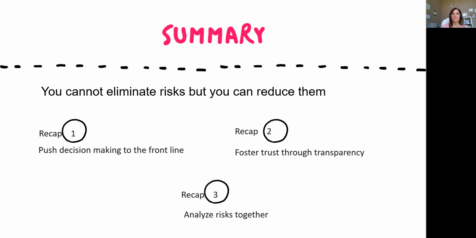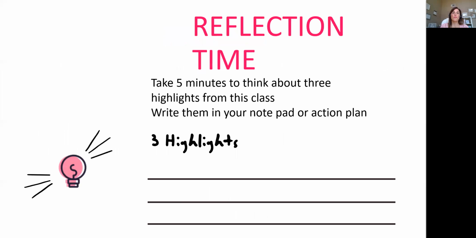Write down all these notes of the recap and take some time to reflect. Take 5 minutes to think about 3 highlights from this class and write them in your notepad or in your action plan. This is very important so that you remember all the things that we discussed, and replay if you want to have more information about any of the parts of the session.